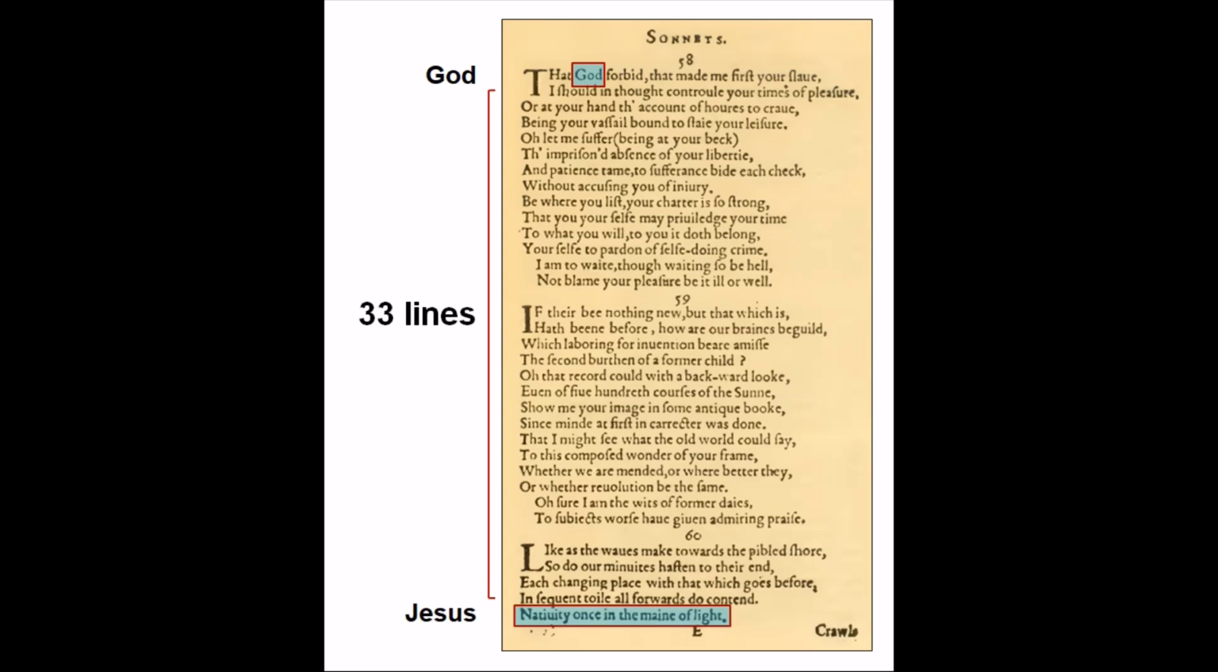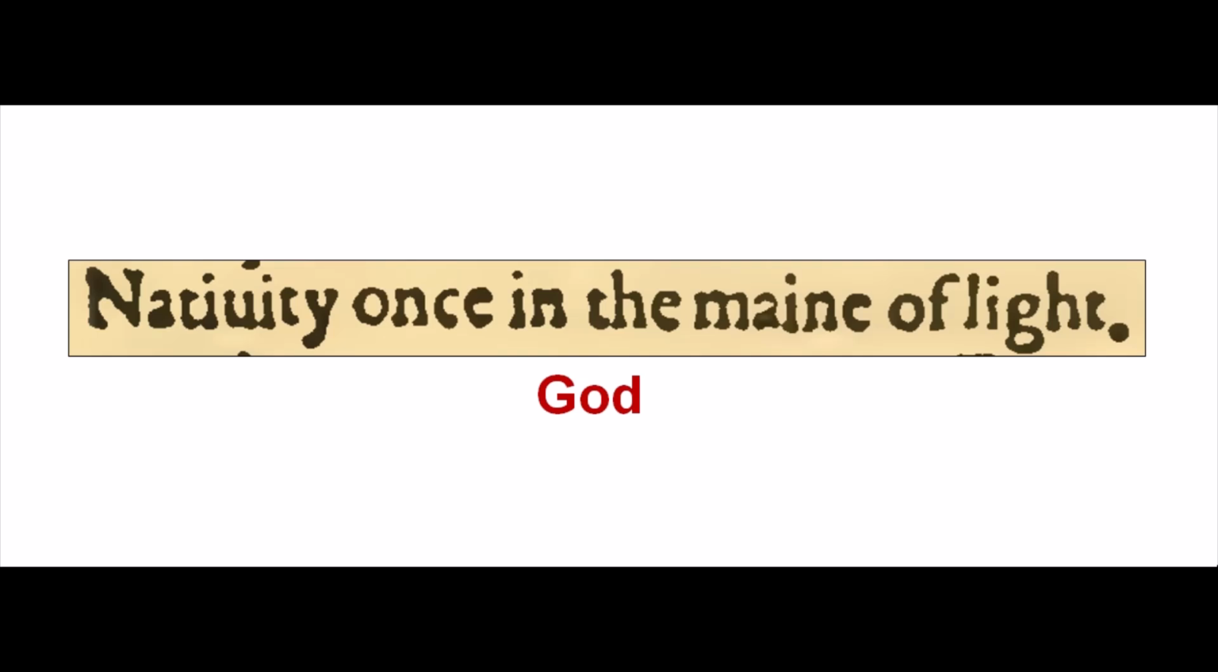Jesus is believed to have been crucified and resurrected at the age of 33, and it's for this reason that the number 33 is often associated with him. If you look at the top of the page, the word God appears for the first time in the sonnets. In between this first line, which has the word God, and the last line describing the nativity of Jesus, there are 33 lines. Whether or not that's a hint, the period or dot that shouldn't be there is, and indicates that the line, Nativity once in the main of light, is representing God, the first part of the message.